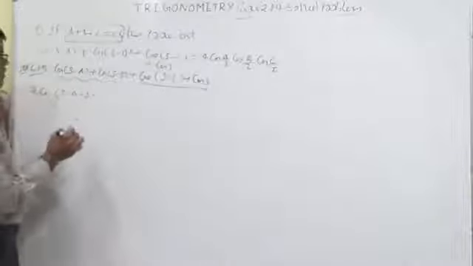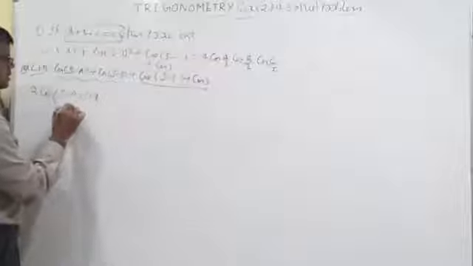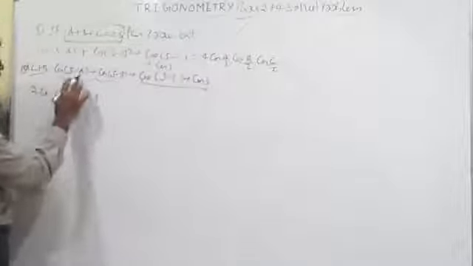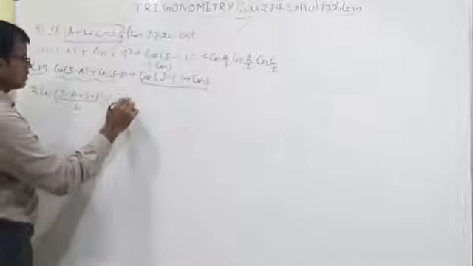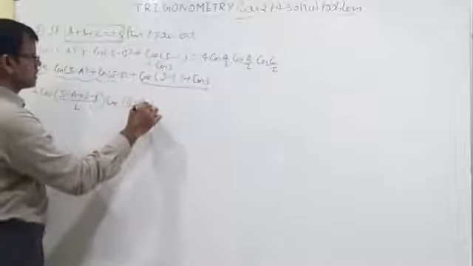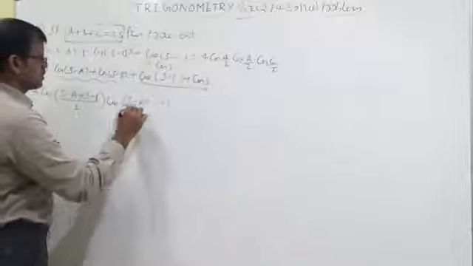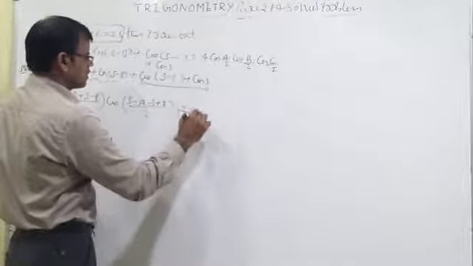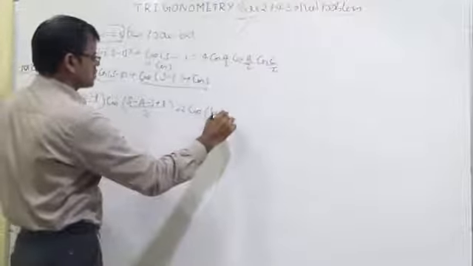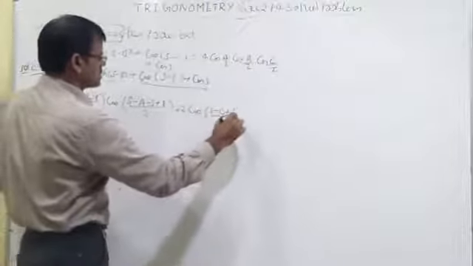Cos C plus cos D formula, 2 cos (C plus D) by 2 cos (C minus D) by 2. 2 cos (C plus D) by 2 means (S minus A plus S minus B) by 2 into cos of (C minus D) by 2 means (S minus A minus S plus B) by 2. Similarly you apply the same formula here also. 2 cos (C plus D) by 2, so this is (S minus C plus S) by 2 into cos of (S minus C minus S) by 2. This is a 7 marks important question.